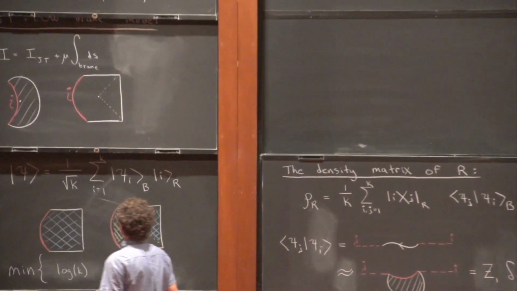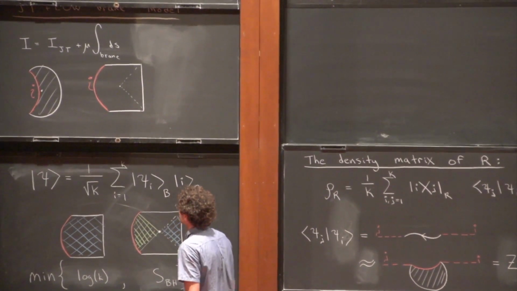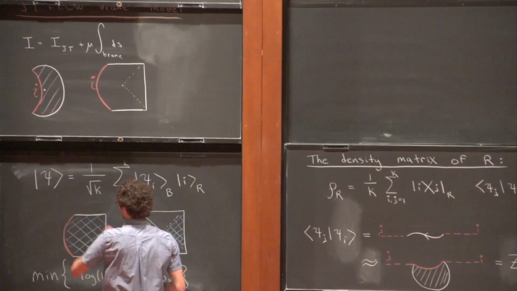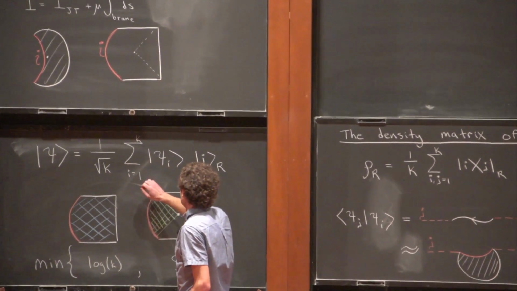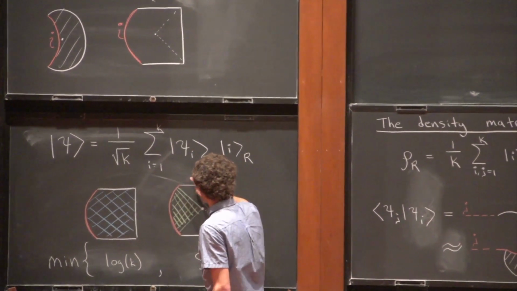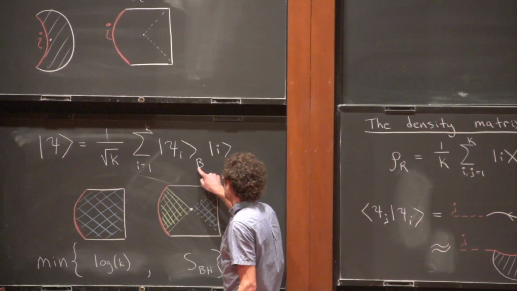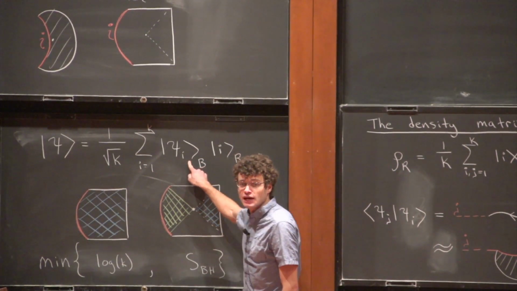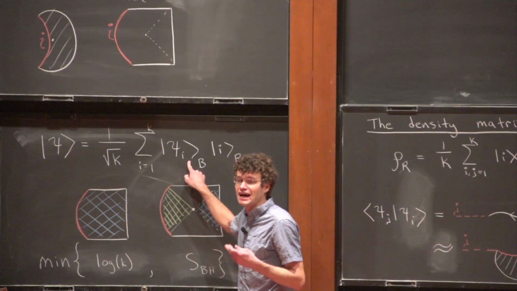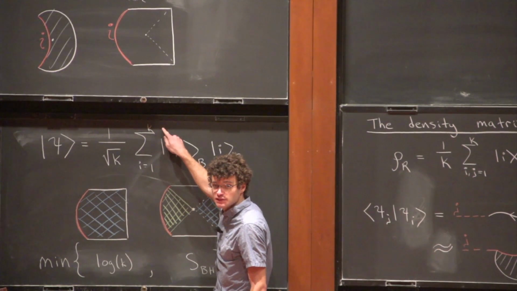So in order to model the evaporating black hole, we're going to consider the following state of the total system. The state psi is an entangled superposition of k different terms, where we have state psi_i with subscript b. B stands for black hole, so this is the state of the black hole. And it's a state of the black hole where the end-of-the-world brane is in state i. So there are k possibilities, and the sum runs over these k possibilities.